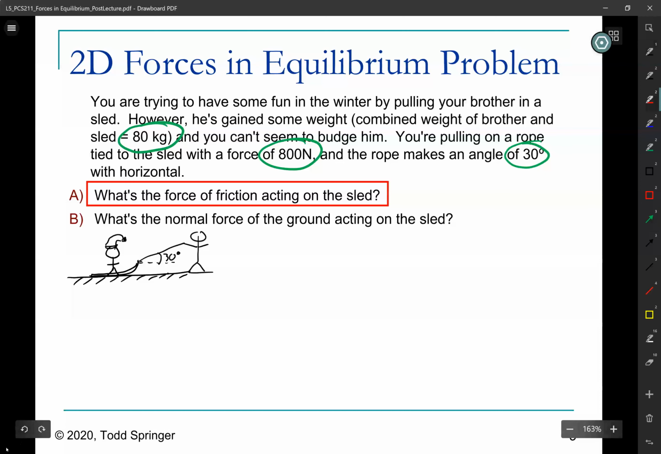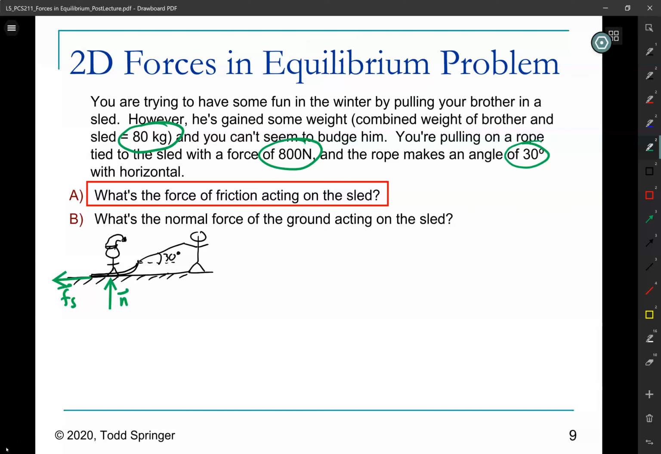So what is the object of interest? The object of interest is the brother plus the sled. So I'm going to think about all the forces acting on that object only. Okay, what are the forces acting on that object? Well, what's touching the object? There's the ground. So the ground exerts a normal force here, so we'll call that normal force. The ground also exerts a frictional force, which is holding him backwards. In this case, it is a static frictional force, holding him backwards, even though the older brother is pulling, but not able to move him.